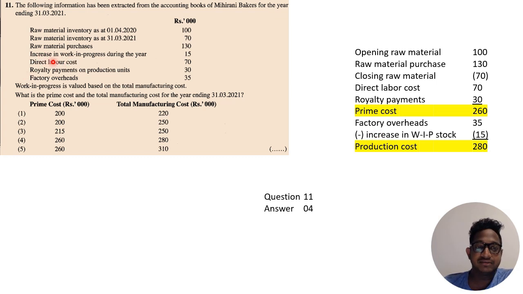And here it says the increase in work in progress. So what's the meaning of increase in work in progress? That means your closing inventory of the work in progress is higher than the opening inventory. So when you are adjusting the work in progress, you are adding the opening work in progress and minus the closing work in progress. So if it is an increase in the work in progress stock, that means your closing inventory is higher than the opening inventory. So the difference of that, you should minus from here. So your production cost will be 280. So the correct answer for question number 11 is answer number 4.